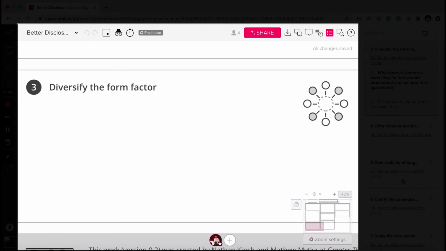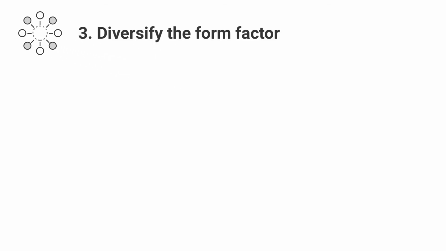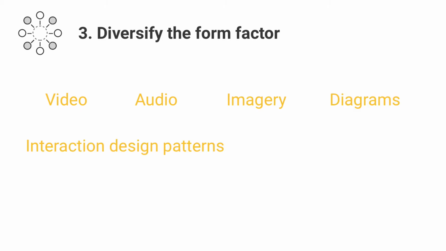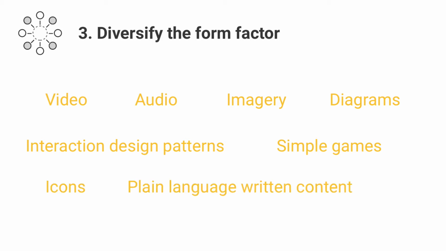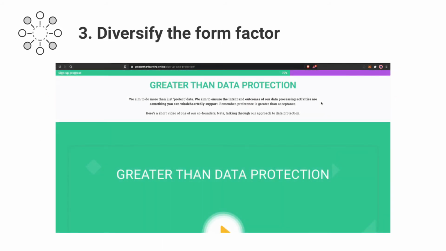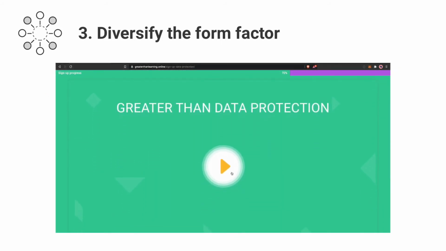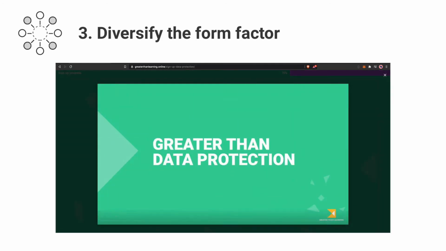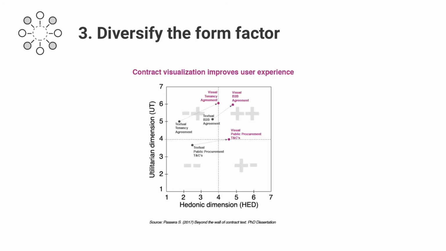Consideration area number 3, diversify the form factor. By form factor, we're referring to the way the content of the disclosure is designed. Think video, audio, imagery, diagrams, interaction design patterns, simple games, icons, and plain language written content. We typically prioritize in that top layer video and other forms of content that are pretty easy to interact with, and this consistently proves effective. You can see a great example of that in this research from Stefania Pacera.